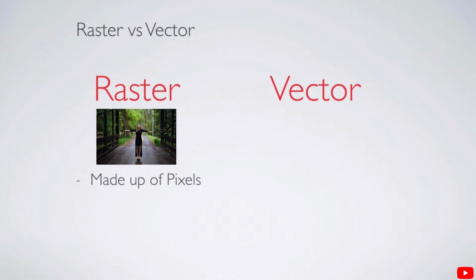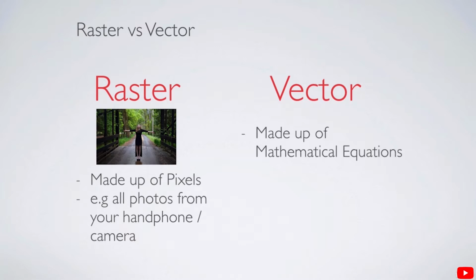They are instead made out of mathematical equations. The circle here is a vector made out of mathematical equations. Colors are allocated to the picture through these equations. So, if an image is made out of pixels, it is a raster. If it is made out of mathematical equations, it is a vector. What are their differences though?